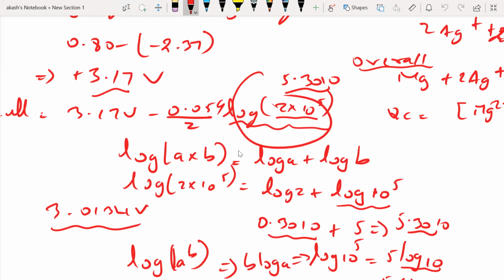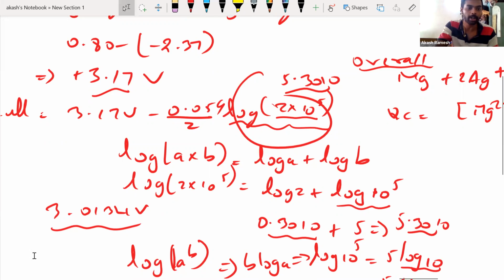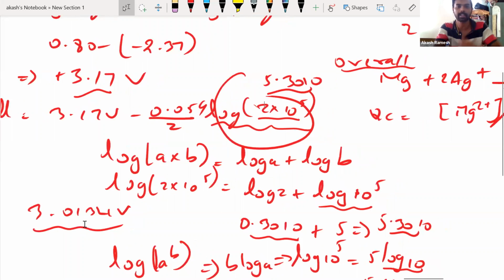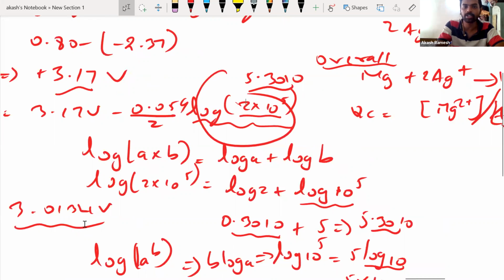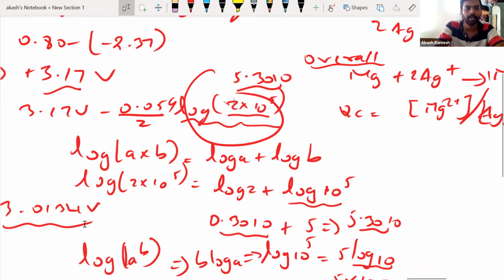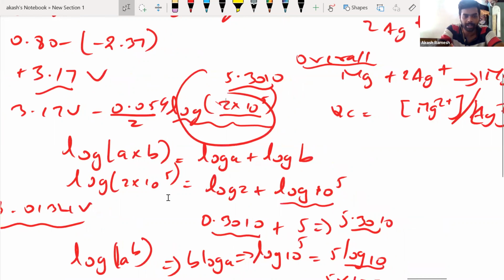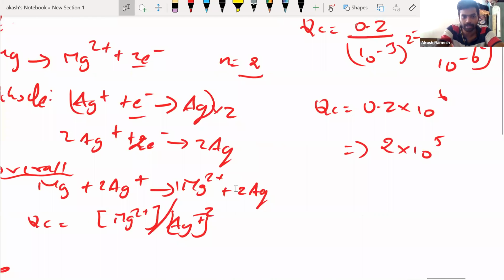Sir, should it be log of 2 into 10 square, sir? Coming to that. I'm coming to that question. But anybody got this answer? I'm asking. Sir, I got 3.014, sir. No problem. They will give you the full mark. 3.014 also, you'll get the full mark. Anyway, coming to that, QC. Say this is the overall equation. Do you have any doubt? The overall equation is fine.